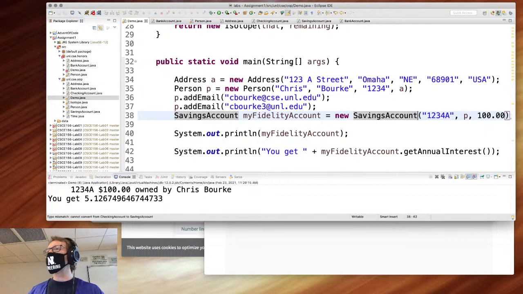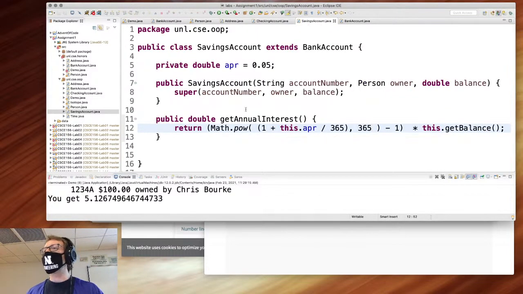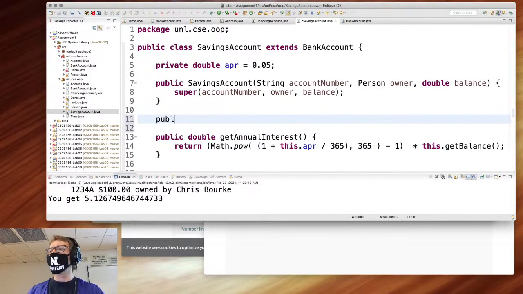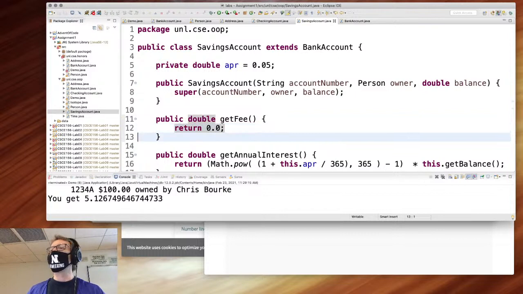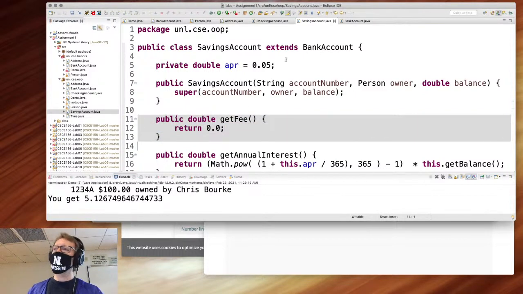Some other differences could be that a savings account might have a public double get fee. And savings accounts generally don't have fees unless they're high yield savings accounts, right? So we'll return, there's no fee on this, no dollars. Why have something that returns 0? Good question, right? Without doing anything else, I would argue this is kind of a useless function.